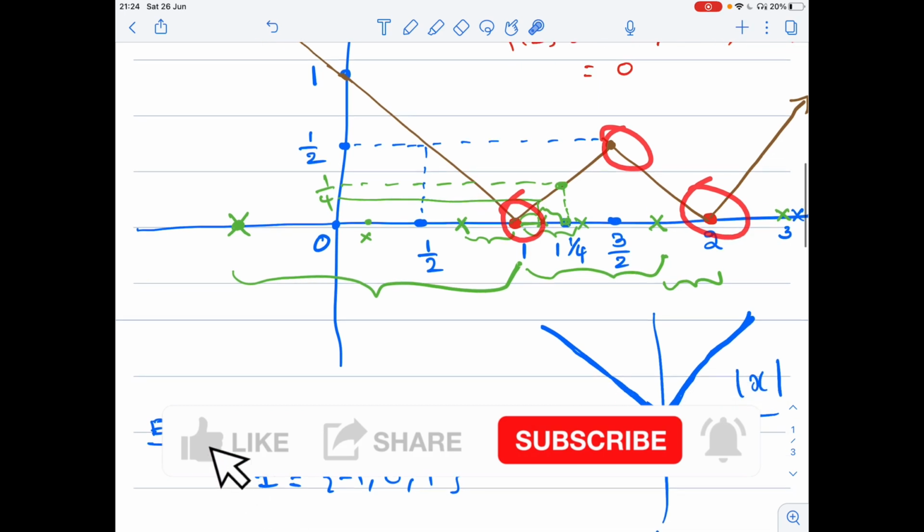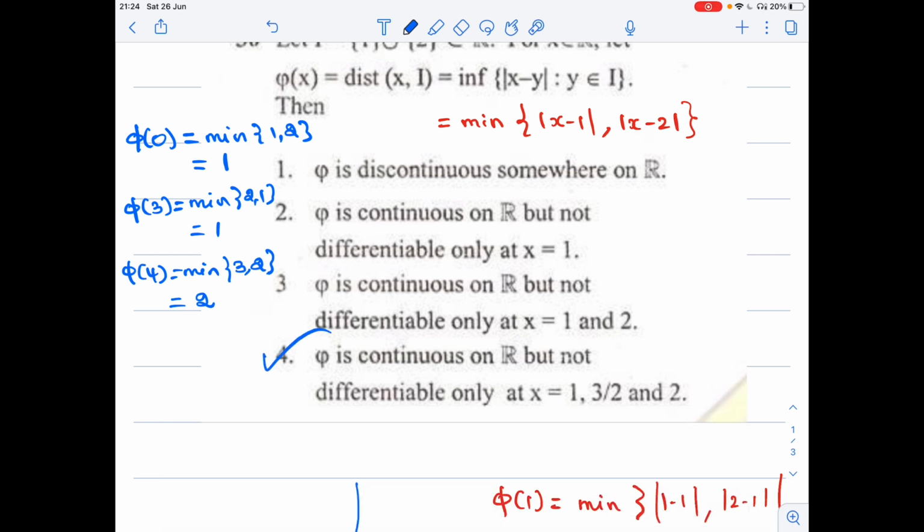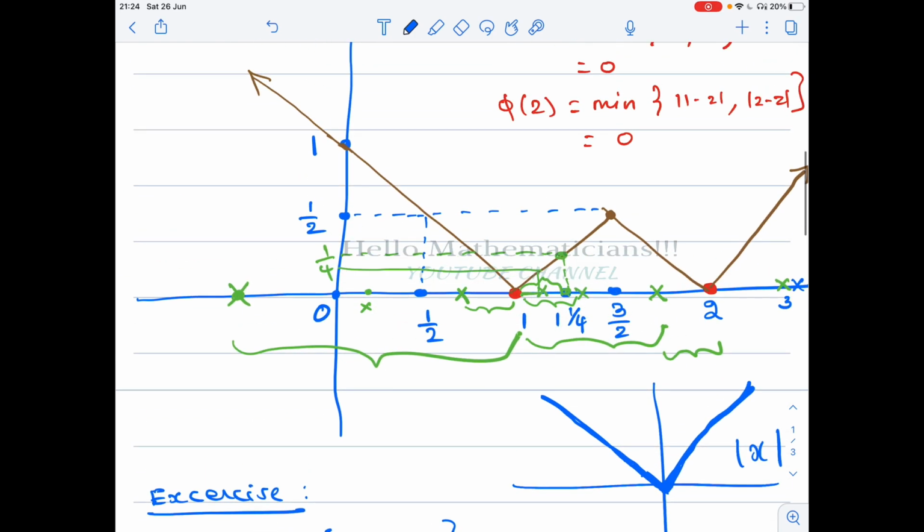Okay, so we conclude that pi is continuous on R, but it is not differentiable only at x equal to 1, 3 by 2 and 2. This is the correct option. Yeah, pi is discontinuous somewhere on R is wrong because it is a continuous function. Pi is continuous but not differentiable only at x equal to 1 is wrong because it is not differentiable at these 3 points. They are saying it is not differentiable only at x equal to 1. So that is wrong. Similarly, this is also wrong. Okay. So I hope you understand how we draw this diagram.